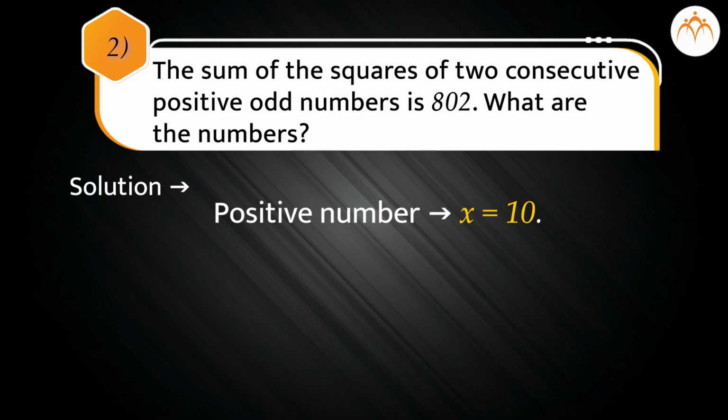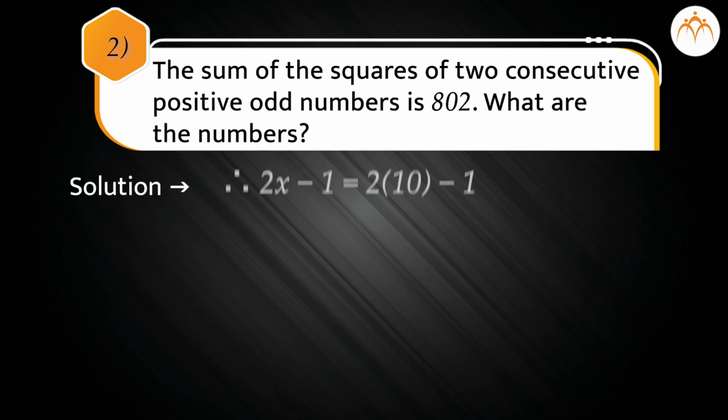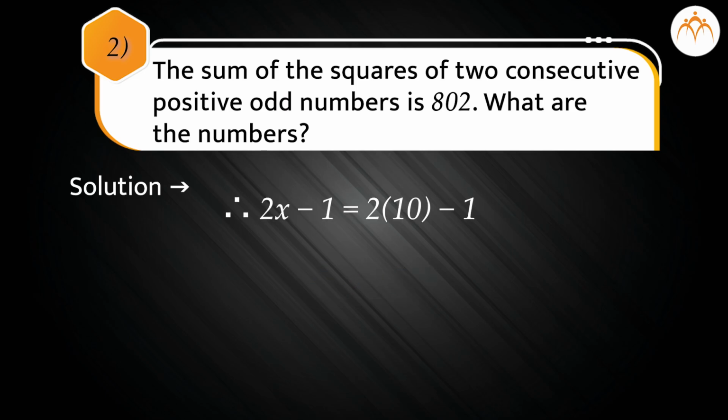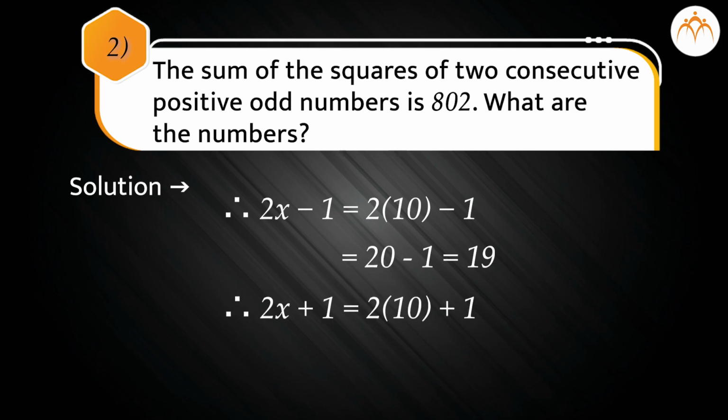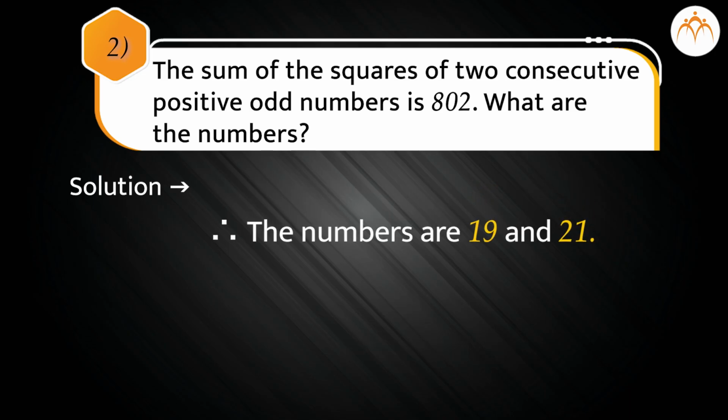Now let's substitute this value of x in our expressions for the odd numbers to find the answer. Therefore, first number is 2x minus 1 is equal to 2 into 10 minus 1 is equal to 20 minus 1 is equal to 19. And the second number is 2x plus 1 is equal to 2 into 10 plus 1 is equal to 20 plus 1 is equal to 21. Therefore, the required numbers are 19 and 21.